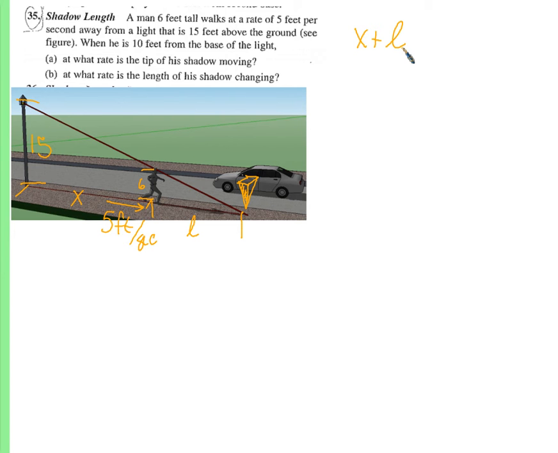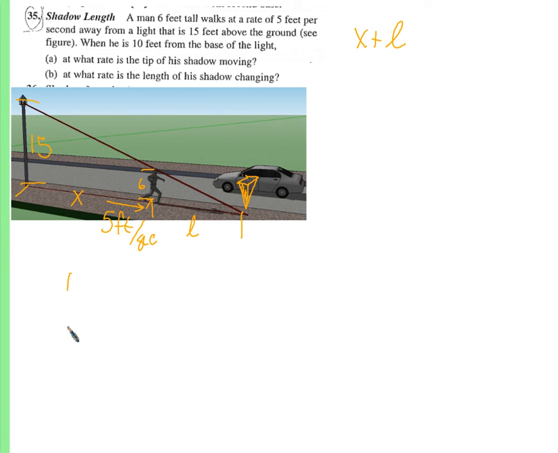Can we relate X plus L to some other stuff, given that we have a big triangle? Do you see any other triangles? This little one, you notice anything about those two triangles? Similar. You know anything about similar triangles? They're proportional to each other. Can we throw X plus L into some equation? Yes. Like 2X plus 2L? What about that? X plus L is no.